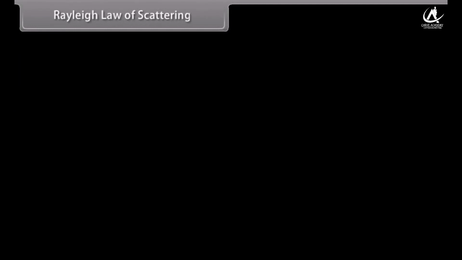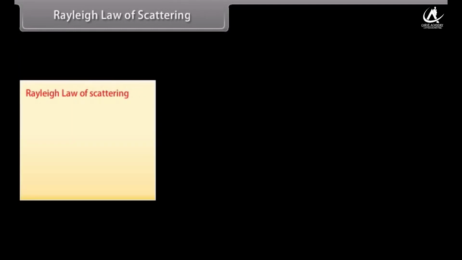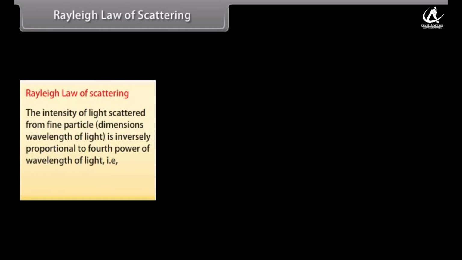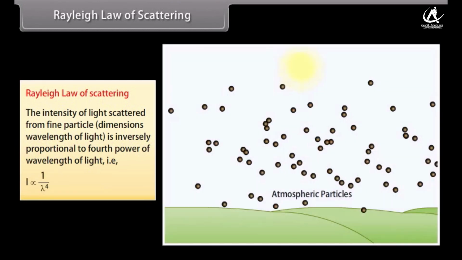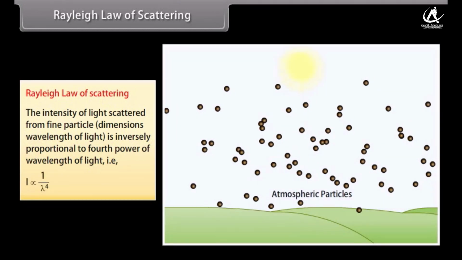Rayleigh law of scattering. The intensity of light scattered from fine particles, with dimensions smaller than the wavelength of light, is inversely proportional to the fourth power of the wavelength of light. That is why we see a blue sky most of the time.